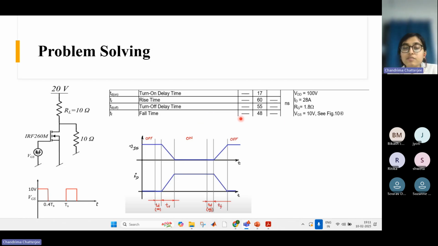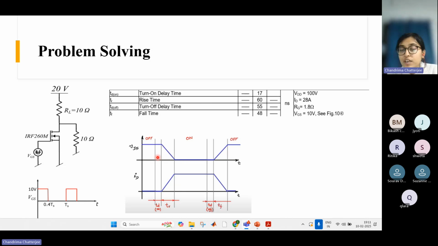But anyway, for now, we can take these values right away. So this is the dynamic characteristics that we already saw. So this is the delay time. So we will not take into account this loss because here the current is too small. So we don't have to worry about this time duration.